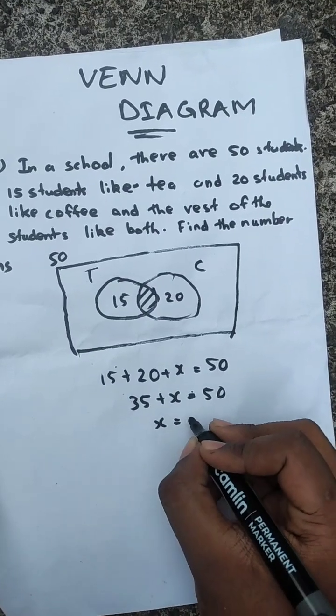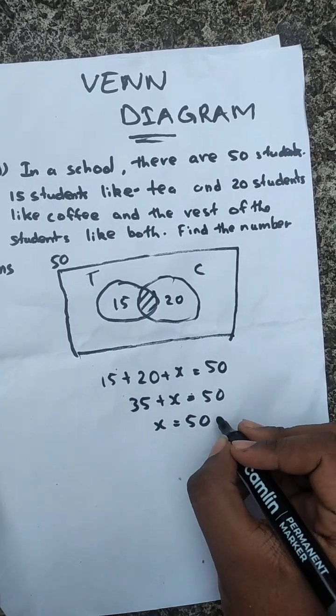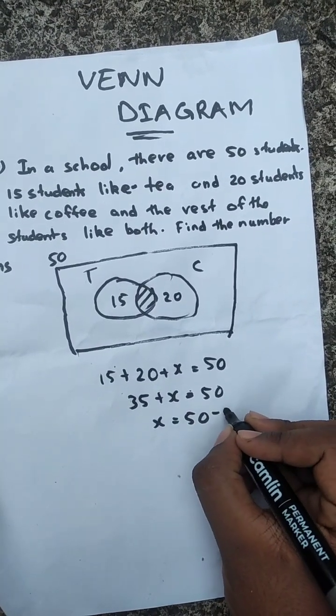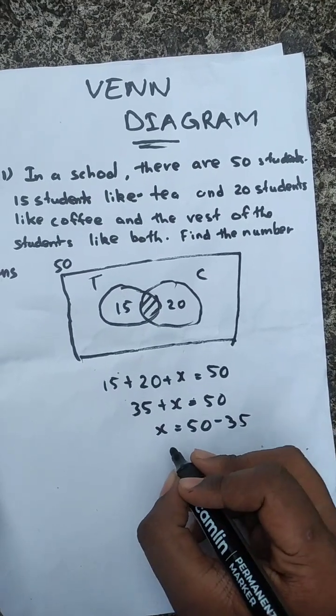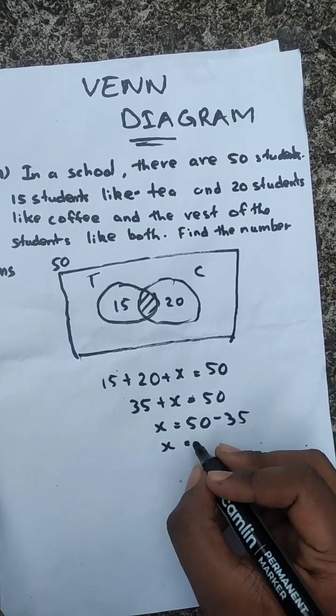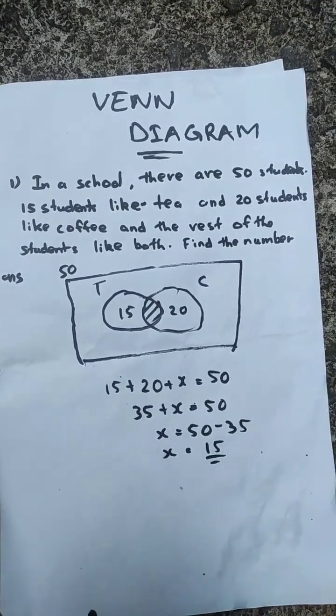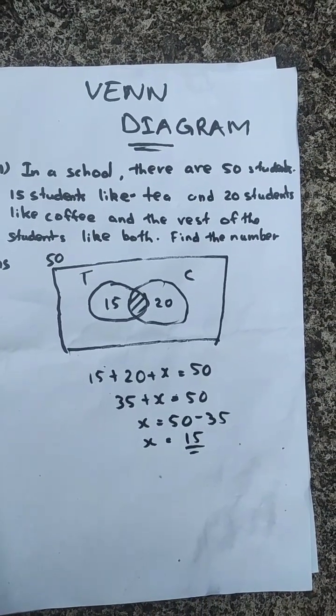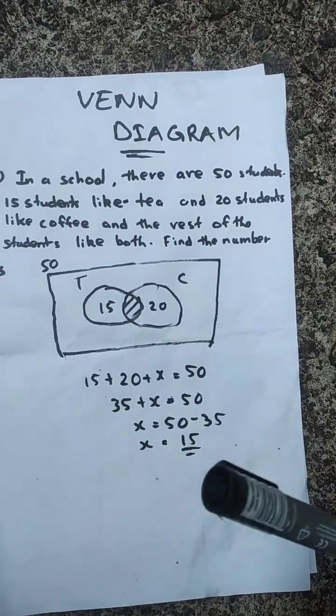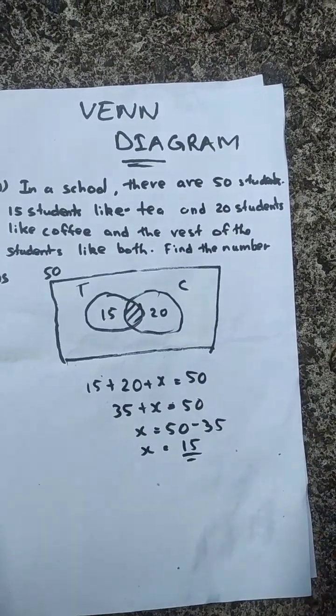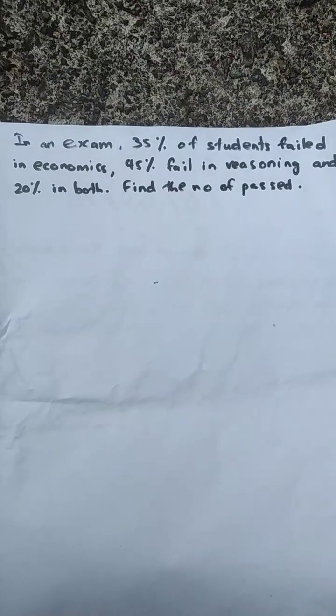So x is equal to 50 minus 35, because the plus 35 changes into minus 35 when going to the other side. So x is 15. The number of children who like both tea and coffee is 15. So 15 students like only tea, 15 students like both, and 20 students like coffee. Now we can move on to the next question.